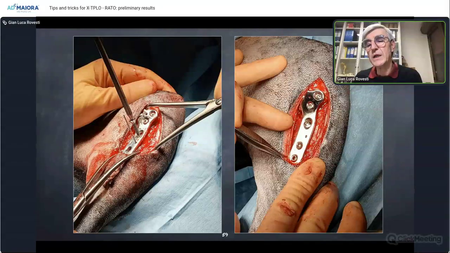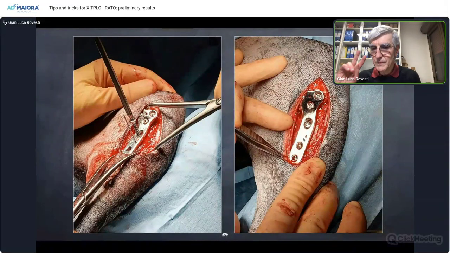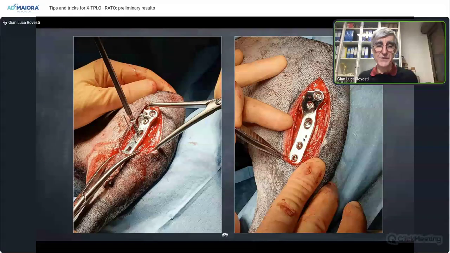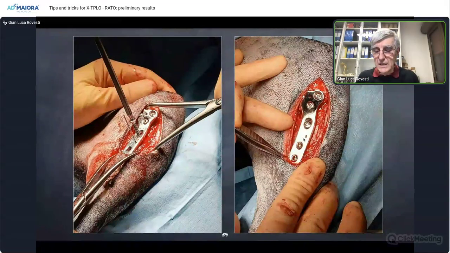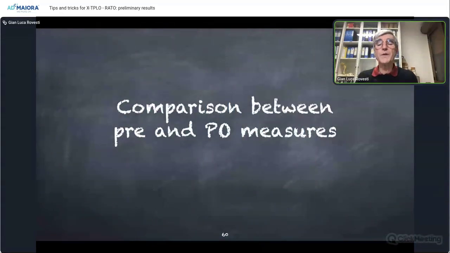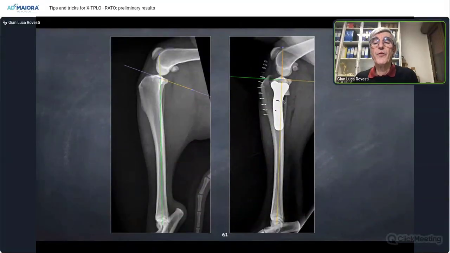Of course, once we achieve this compression, the insertion of the 2 locking screws in the distal part of the plate is just routine. Why? Because they are the easiest screws. The plate is stable, the tibia is stable, and it's just a standard routine procedure for locking screw positioning. Of course, we should perform a comparison between before and after to check for correction.